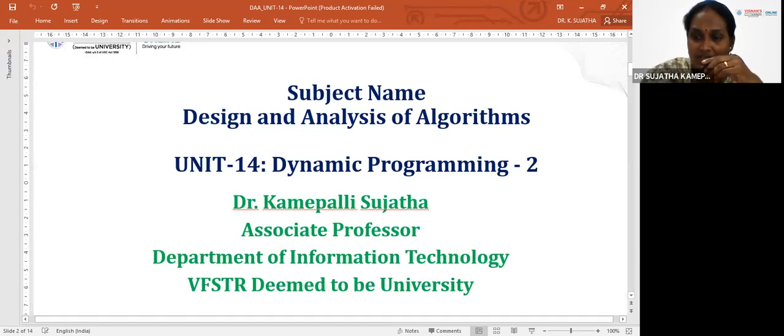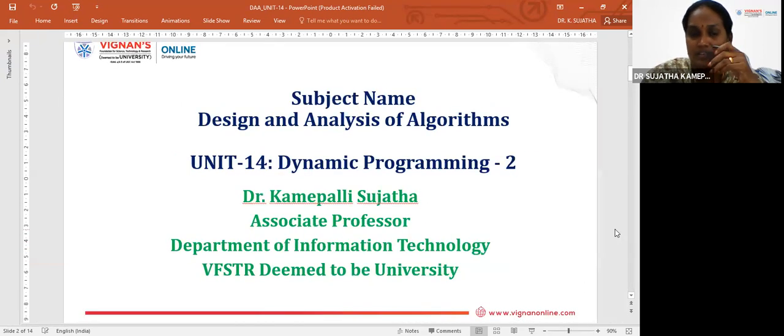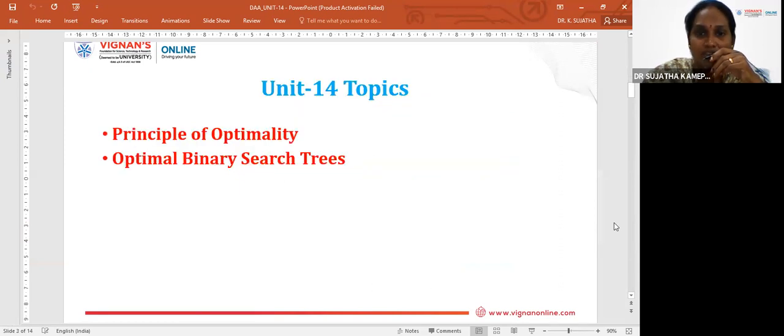In this session, we are going to discuss module 14, which explains the dynamic programming algorithm design technique. In this module, we are going to discuss two topics. First is the principle of optimality, and second is optimal binary search trees. In this session, we are going to discuss the principle of optimality, which is a very small topic that explains a small principle we use in dynamic programming.